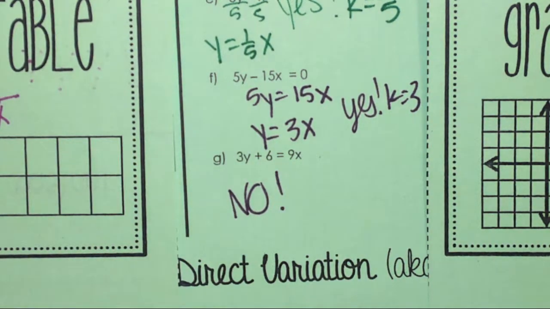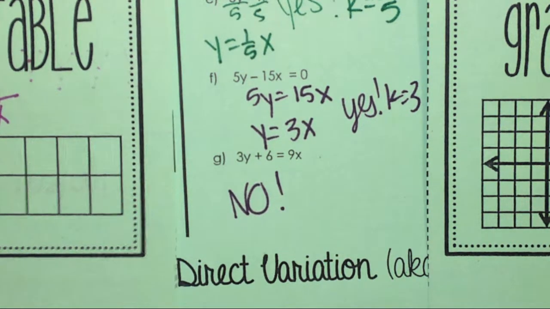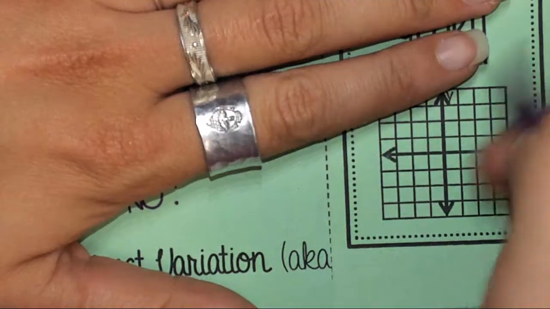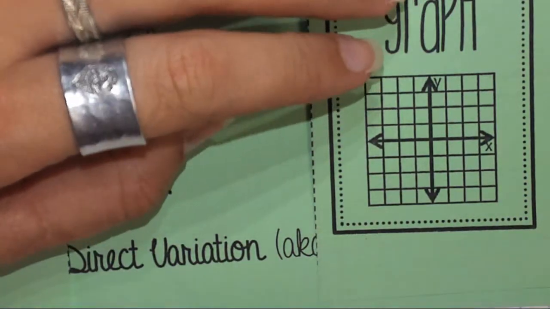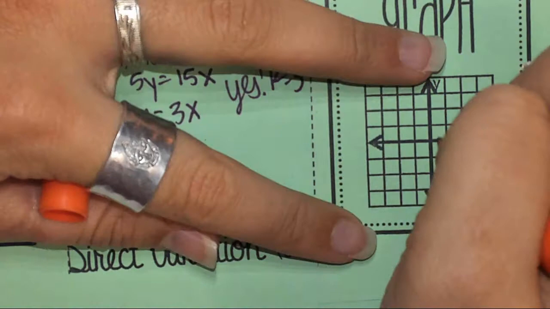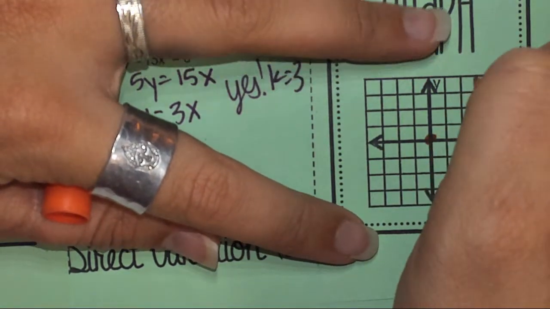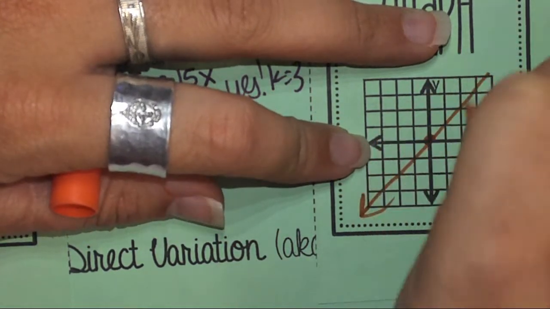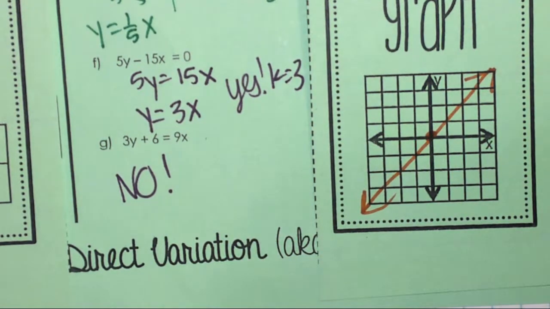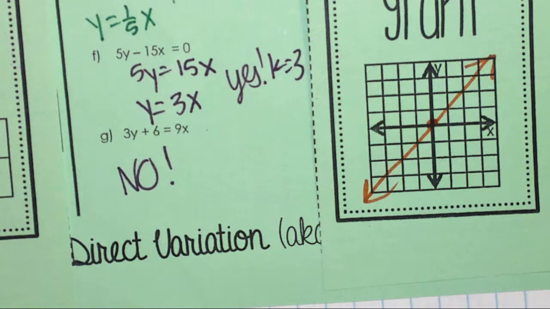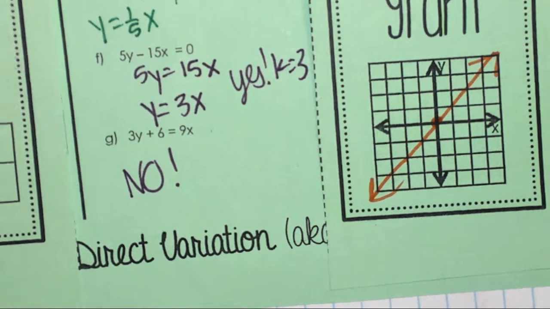Are we ready for a graph? And then we're going to talk about where we can really use this. So a graph, it must pass through the origin. It must pass through the origin. This is what a graph of a direct variation looks like. It has to be linear, and it has to pass through the origin.